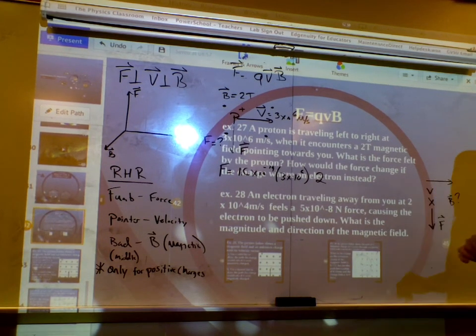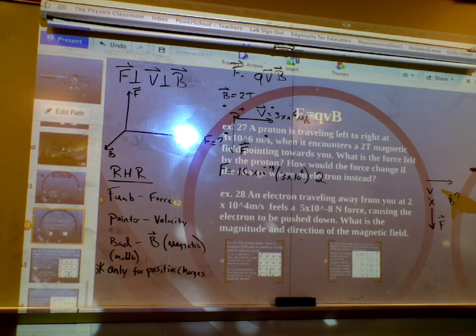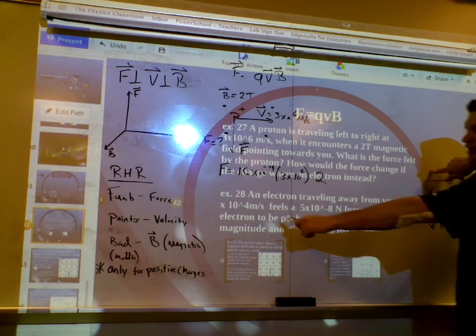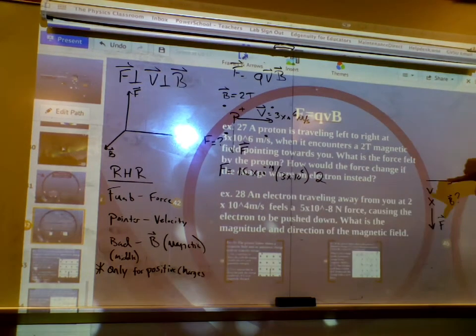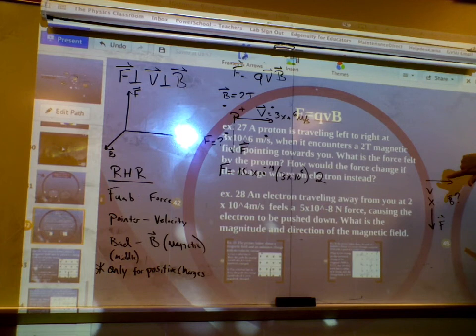No, it's not up. It can't be in the same direction as velocity. Velocity's into the board, into the page. So velocity's into the page, force is down, right? So B field points to the right. Now this says it's an electron. So that means I need to take my right hand rule and flip it. So given the drawing, velocity into the board, force is down, B field to the right.